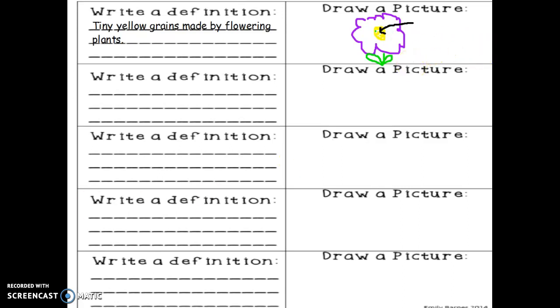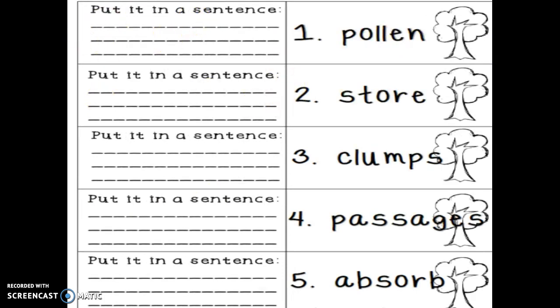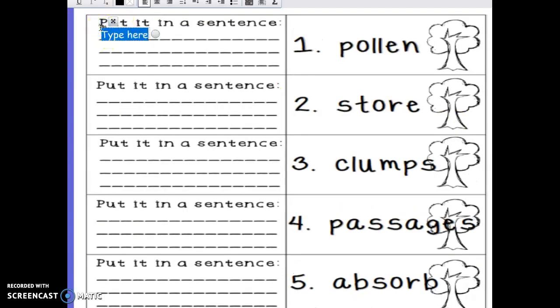Okay, and on the back flap, you're going to use the word in a sentence. So how can I use pollen in a sentence? The bees carry pollen from plant to plant. Now that's probably something you guys have learned in science, that bees, when they land on plants to suck out the nectar, the food they eat, get those little grains of yellow pollen on their bodies, and when they fly to the next flower, they help spread the pollen around, and that's what helps flowering plants grow new seeds.